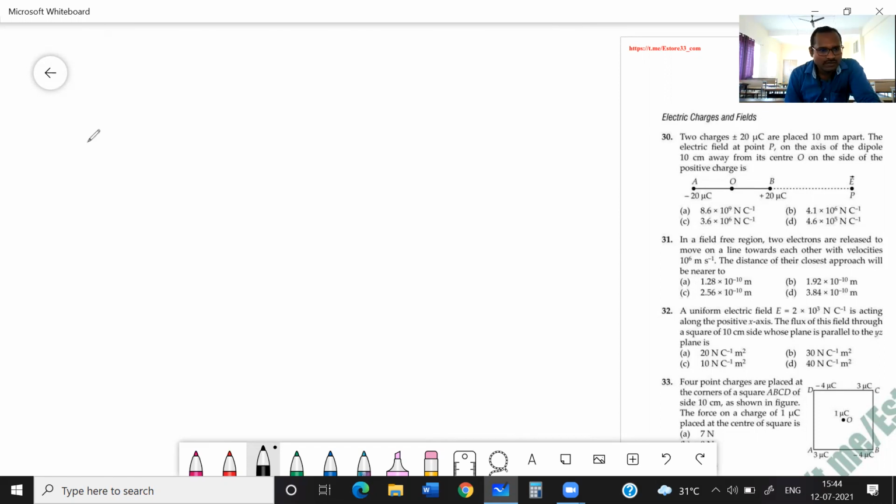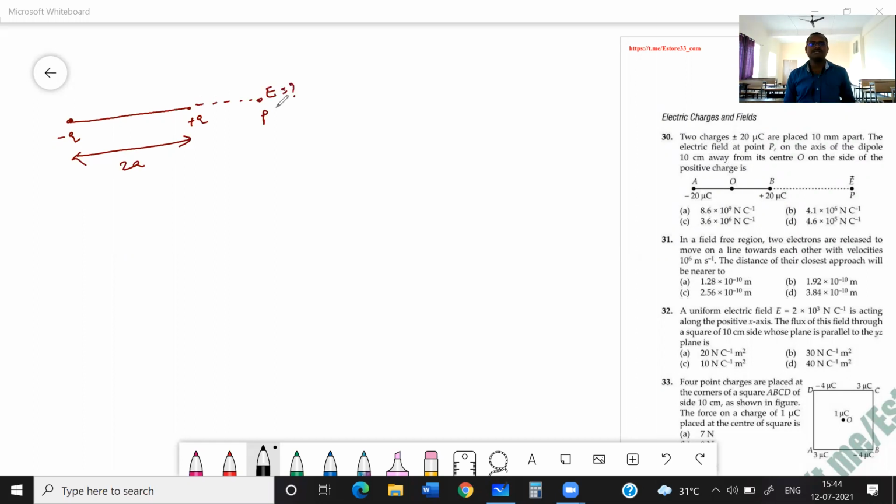So I'll draw a dipole here, minus Q and plus Q. This is the length of the dipole 2A. Now they're asking 10 centimeter away from the center O on the side of a positive charge. So from positive charge, here at this point P, what will be the electric field due to this dipole? They're asking. See, students, this distance, x distance is 10 centimeter, they said. And the length of the dipole is given 10 millimeters. 2A is given as 10 millimeters.